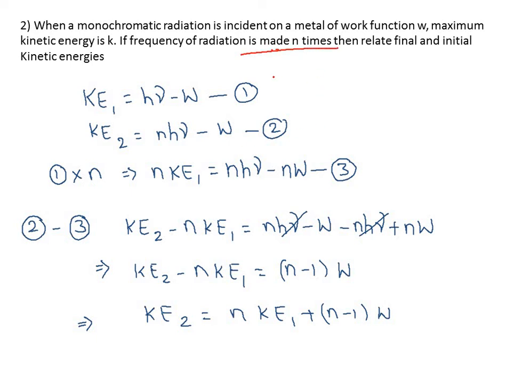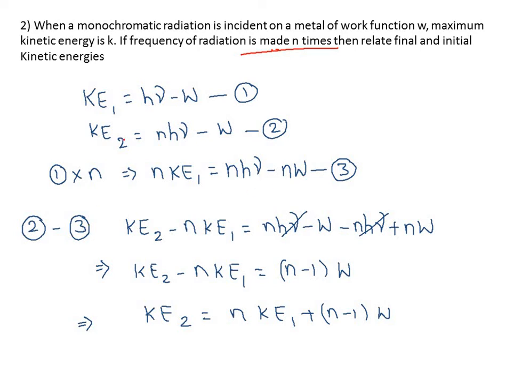Understand that. So from the photoelectric equation, we can write down that KE max equal to h nu minus h nu naught, of course, that's what the work function W, for the first case. In the second case, KE2, frequency being n times, then it is n into h nu minus W. Keep this aside. Now consider this first equation, multiply with n. What I can get, n into KE1 equal to n into h nu minus nW, right?